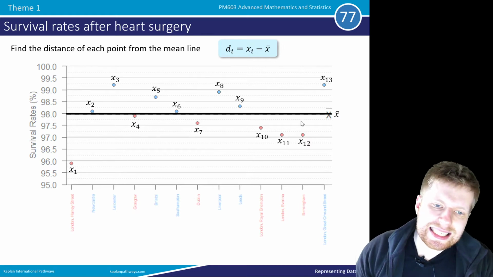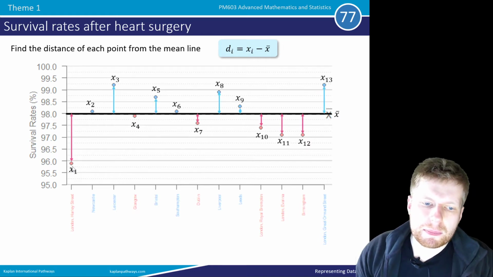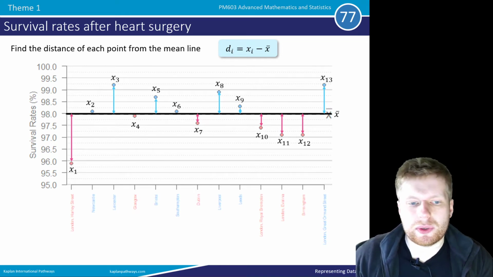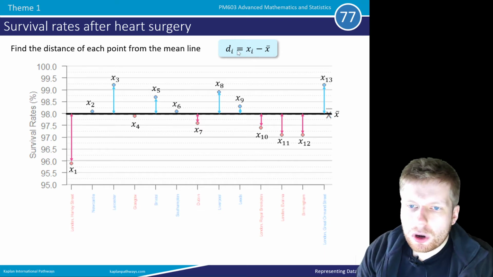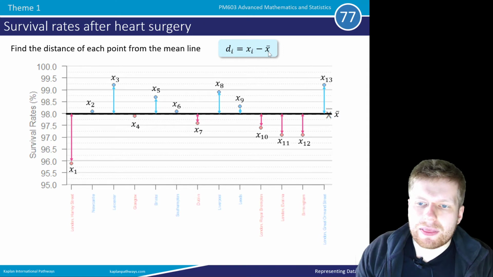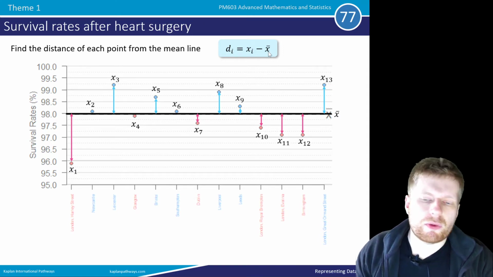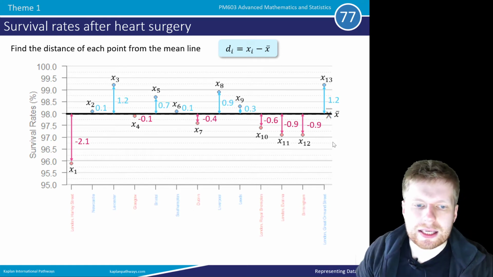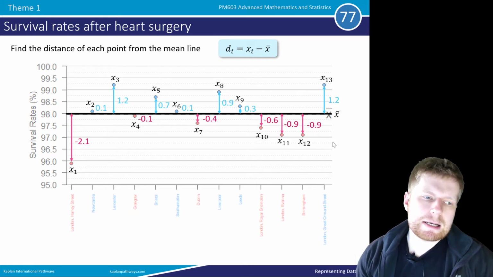So if I want to measure the distances, which is simply the distance between the hospital survival rate and the expected survival rate, in other words the average, what I'm going to do is just take those two things away from each other. Take the survival rate and the average survival rate and take them away from each other, and I'll get a distance. So if I do that, I get these numbers here.